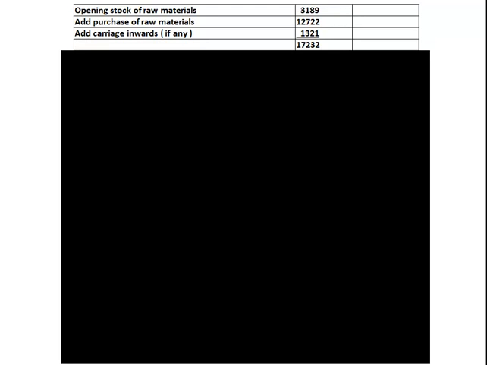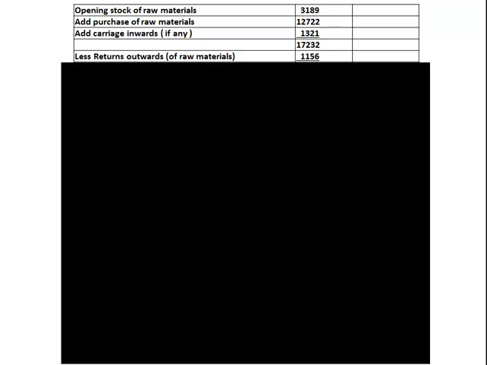We add in the purchase of raw materials over the year. We'd have to add the carriage inwards, the cost of moving the goods into the company, paying for the transport costs. So we add that. And we get a total figure when we do this of 17,232. So that's the total cost of our raw materials.